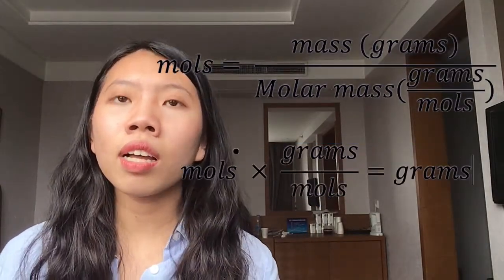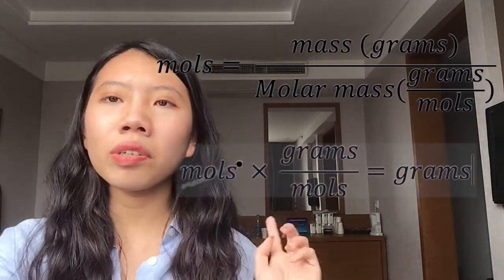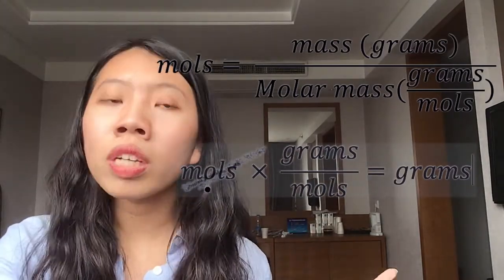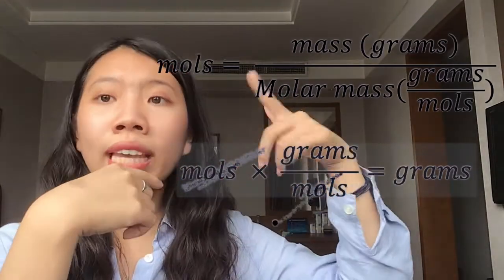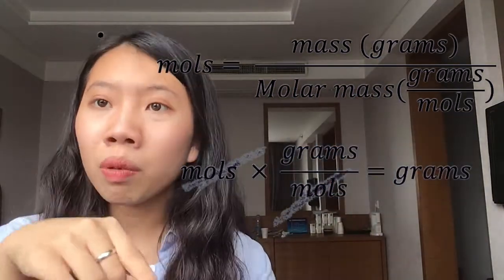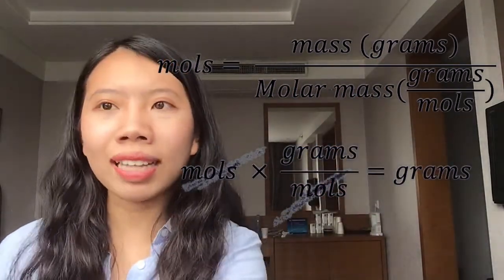And because the unit of moles is moles and the unit of molar mass is grams per mole, you'll notice that the two moles cancel out and you're left with grams, which is the unit for the mass of that substance. This was very eye-opening to me because I didn't know you can approach chemistry this way. But yeah, I found this tip given by my chemistry teacher super helpful.